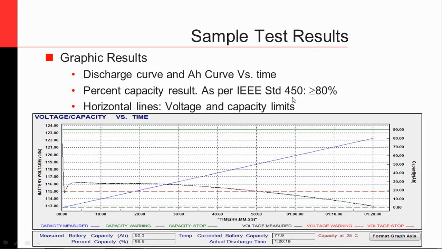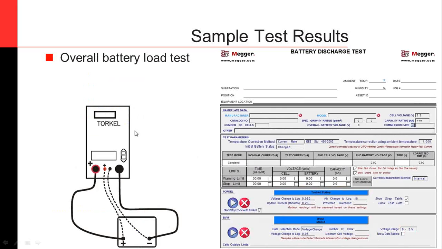So this would be a successful test. Now, how we do this, we have a load unit that we call the torque, and that unit will connect across the entire battery string with the dotted lines being the voltage measurement that you'll have.